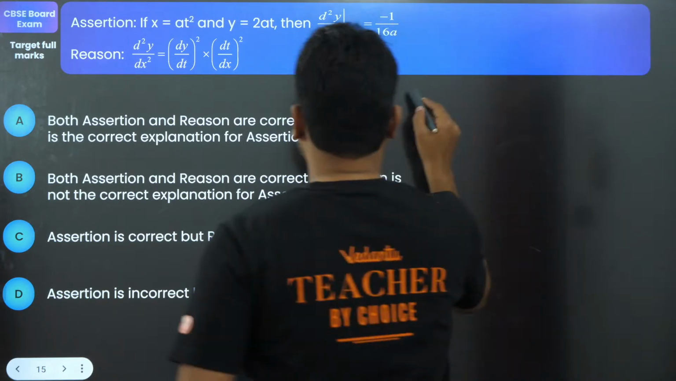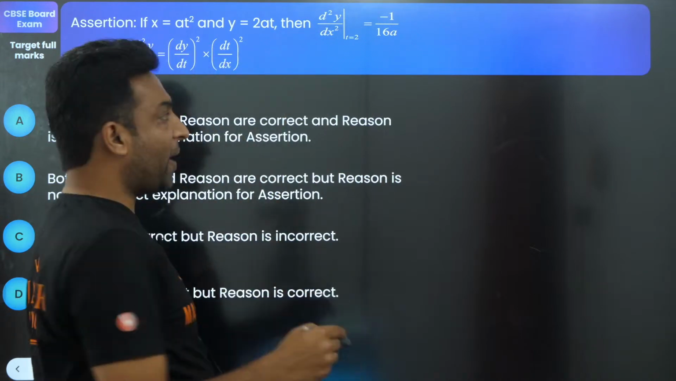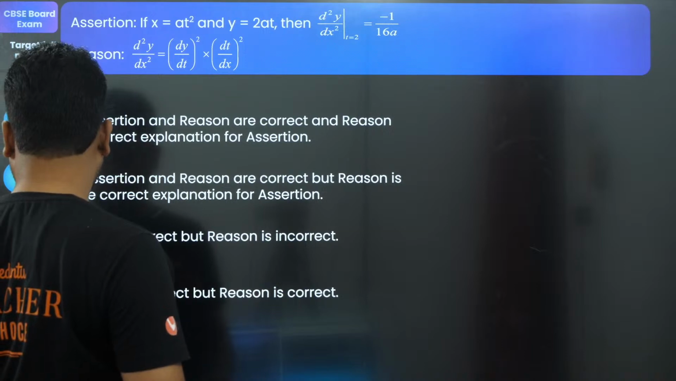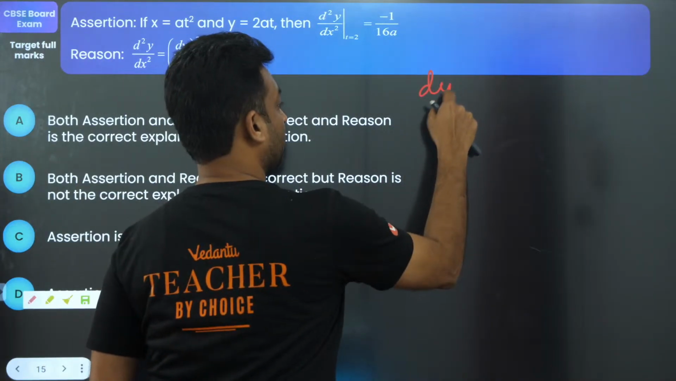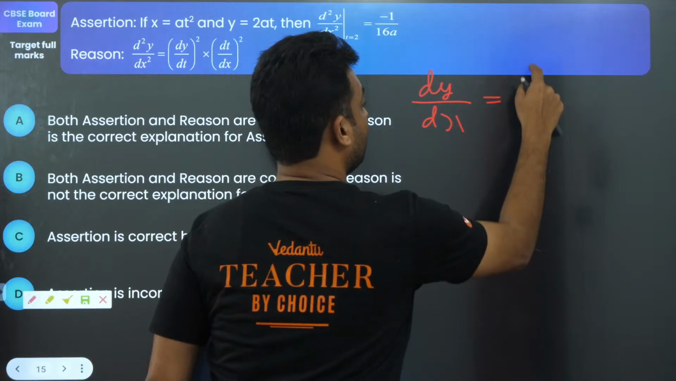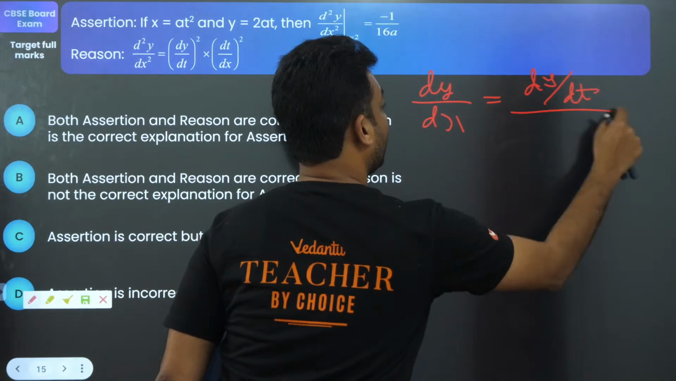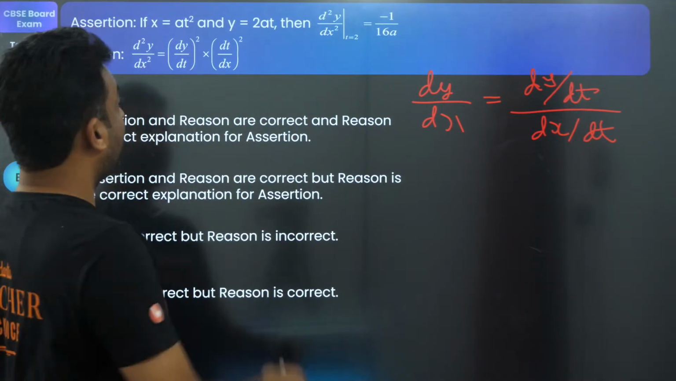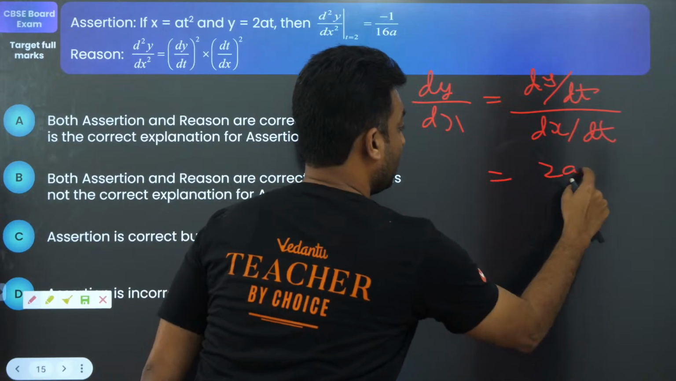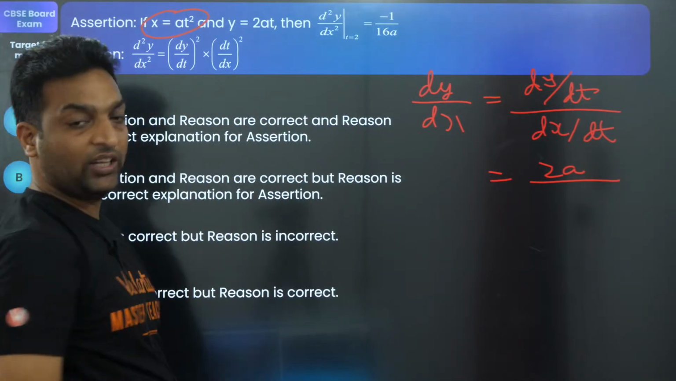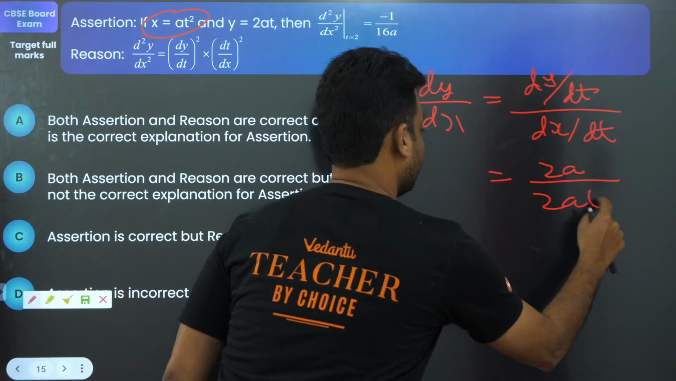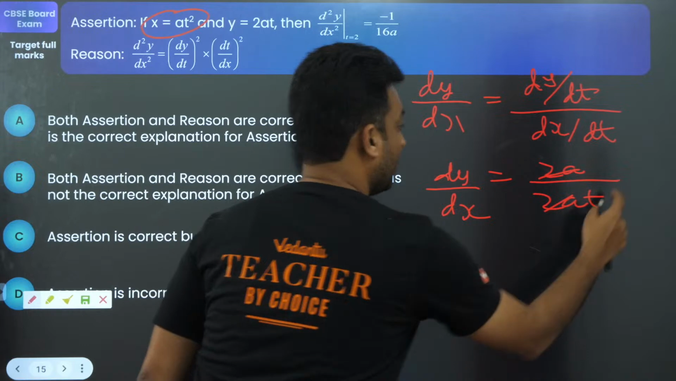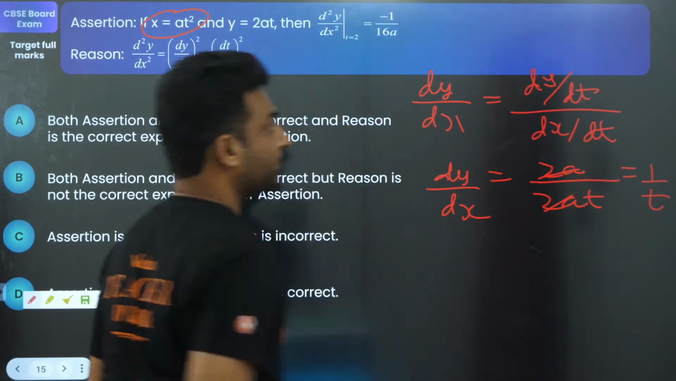Now, parametric curve. For parametric curve, dy by dx is always equal to dy by dt divided by dx by dt. What is dy by dt? 2a. What is dx by dt? Derivative of at square, 2at. So dy by dx is equal to 2a upon 2at, that is 1 by t. dy by dx is 1 by t.